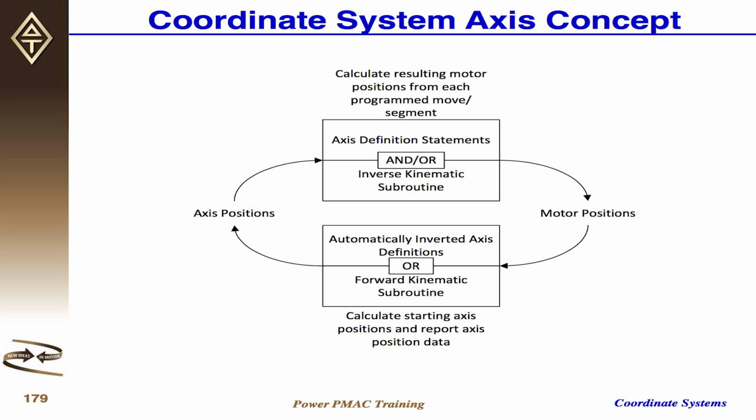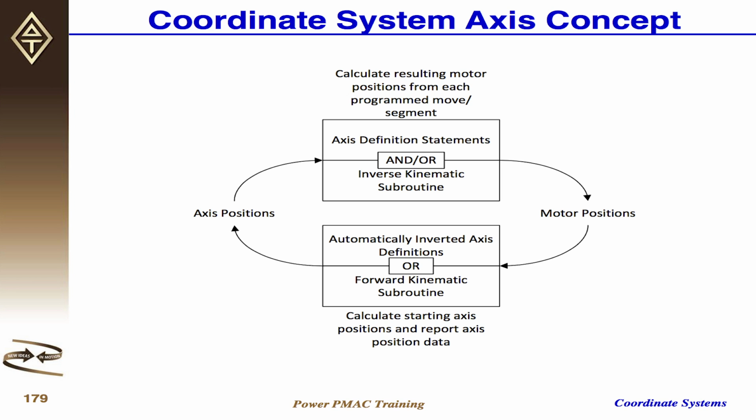say, I want the x-axis to move 3 inches, and the PMAC will take that command, your axis command here, feed it through either your axis definition statements or your inverse kinematic subroutine, and it will end up with some motor commands. It may be just one motor that's being commanded. It may be a virtual motor, which is a motor that doesn't actually exist, but it's used for calculation purposes. Or it may be a series of multiple different motors. But the key is the user only has to command the axis.